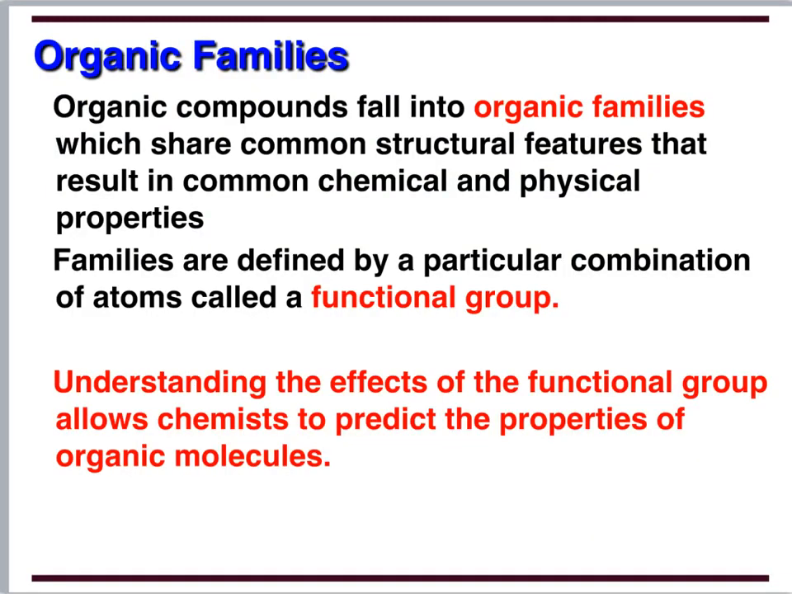So organic compounds can fall into what we call a family. We're going to give each family their name, and each family contains a particular combination of atoms, and that's where that term functional group comes from. So the family will have a name, and then they will also contain that particular combination of atoms, which we call a functional group. Some families will have some functional groups in common, but also have an additional group as well. So understanding the effects of these functional groups allows us to predict the properties of that compound.